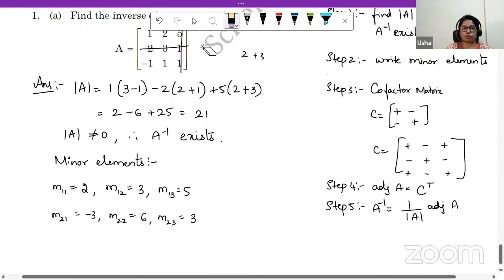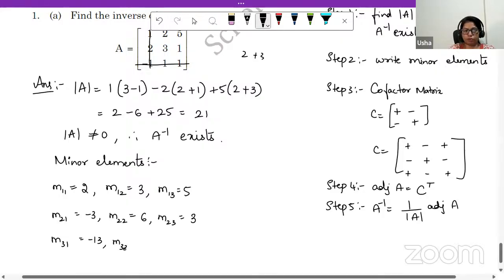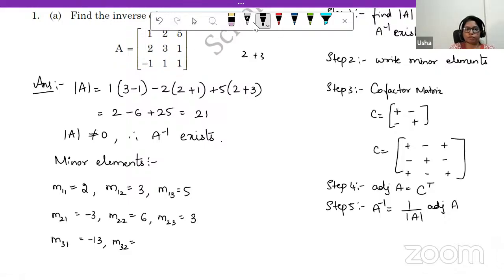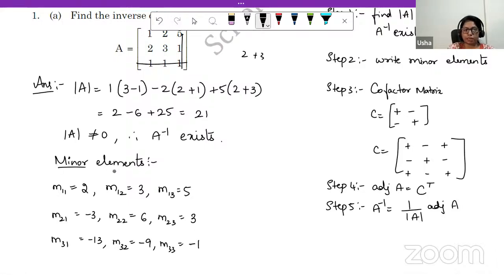Now for the last row, it is M31. For this third row and first column, you should leave 2 minus 15. 2 minus 15 is minus 13. Then M32, you should leave third row, second column. So 1 into 1 minus 10. 1 minus 10 is minus 9. And then M33 is third row, third column. Leave this and this. 1 into 3 is 3 minus 4. 3 minus 4 is minus 1.